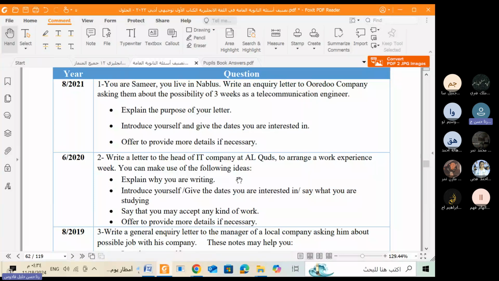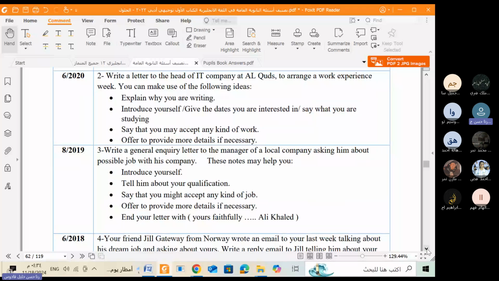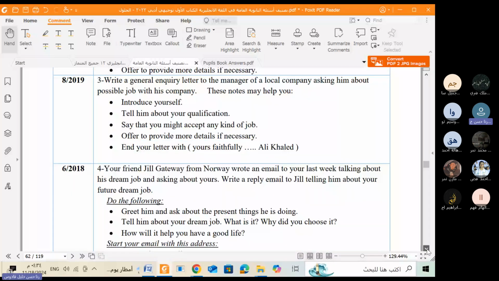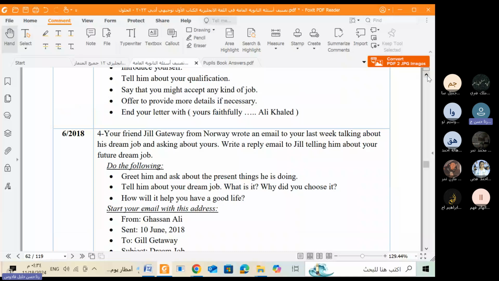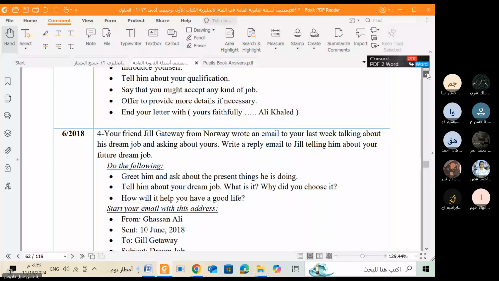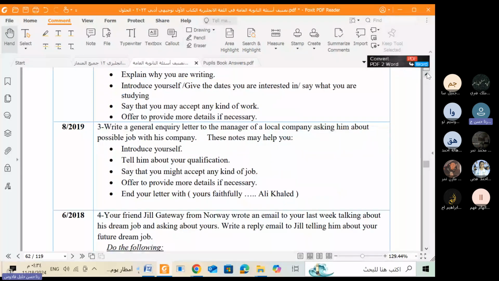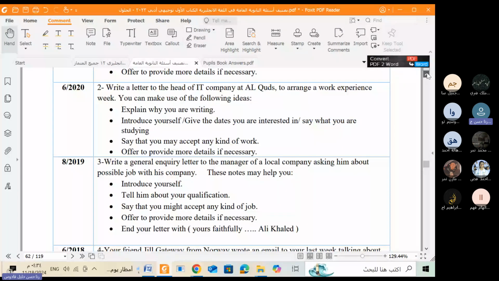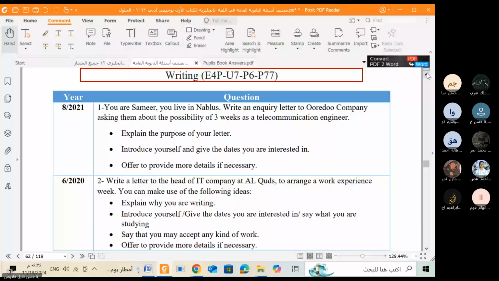And the other ones, you can have screenshots for them. We have 4 examples. I will return back to let you have screenshots for them. Have you got them? Okay.